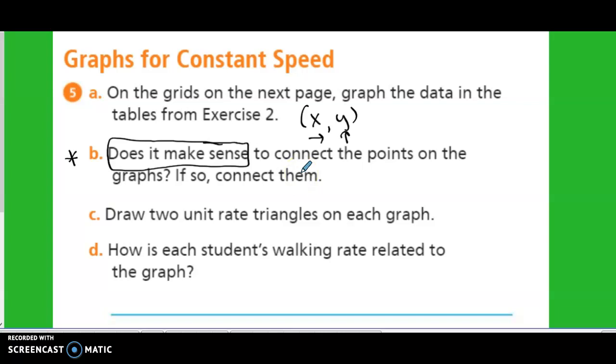Okay, drawing unit rate triangles, again, this goes back to, remember, a unit rate triangle is after you've graphed your points.